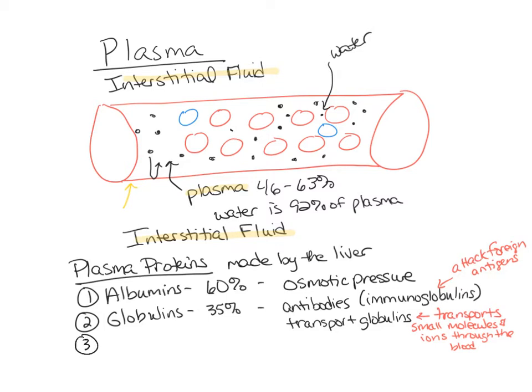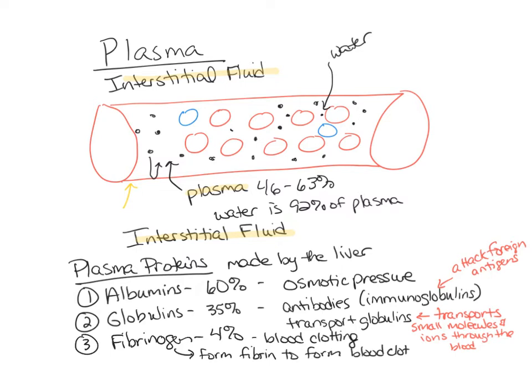The third major plasma protein is fibrinogen. Fibrinogen makes up roughly 4% of the plasma proteins, and it functions in blood clotting. Under certain conditions, fibrinogen molecules interact and form large insoluble strands of fibrin, which are fibrous strands that wrap themselves around platelet plugs, forming a blood clot. So remember that plasma is 92% water. And in addition to the water, we have the plasma proteins. And in addition to plasma proteins, there are also other solutes.